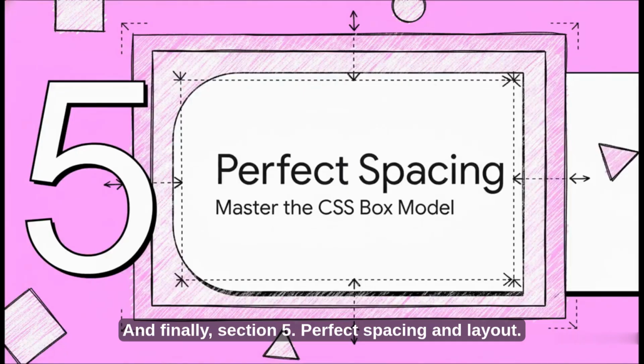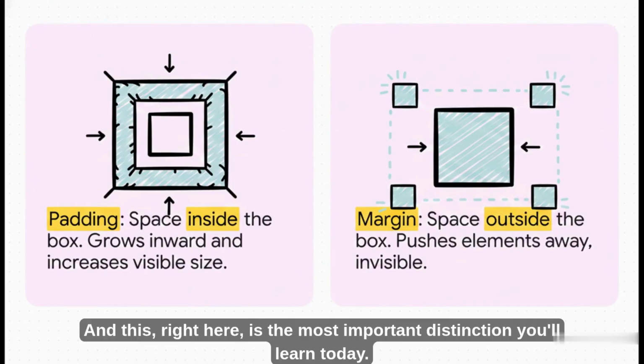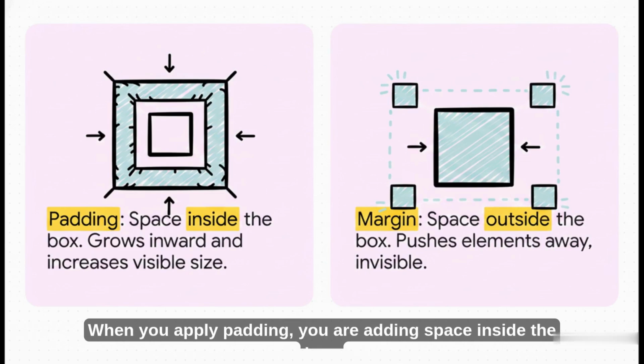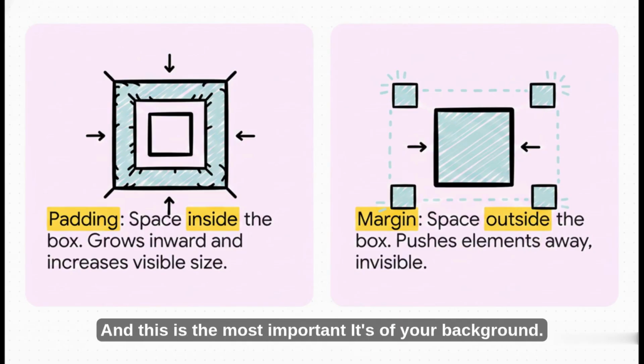And finally, Section 5, perfect spacing and layout. Getting your elements to sit perfectly on the page requires understanding the CSS box model. And this right here is the most important distinction you'll learn today. When you apply padding, you are adding space inside the box. It grows inward from the border. Padding belongs to the element itself and actually increases the visible size of your colored background. It's like adding thicker, plush cushions to the inside of your room so the walls don't feel quite so cramped.